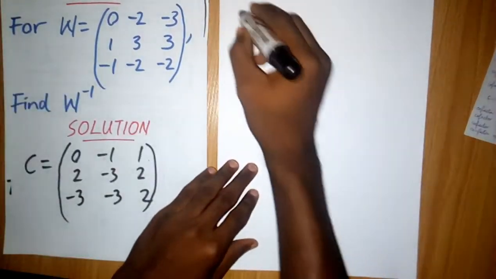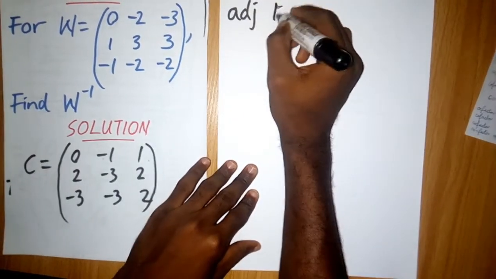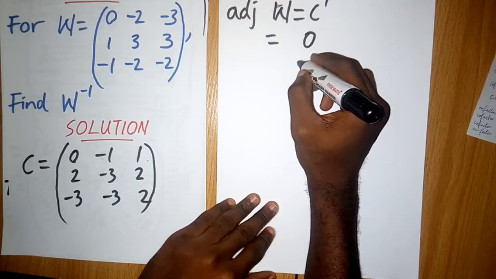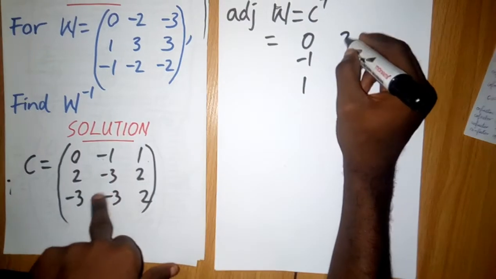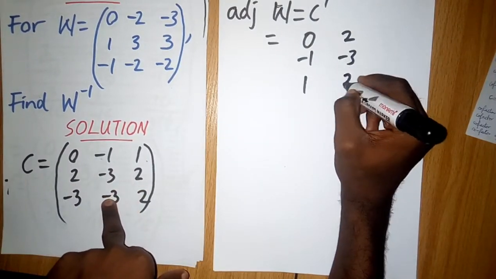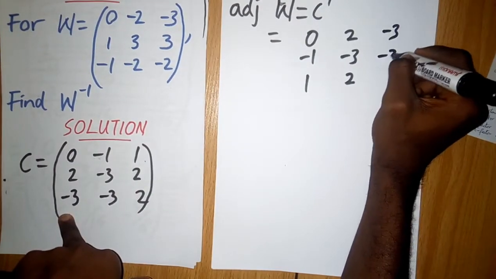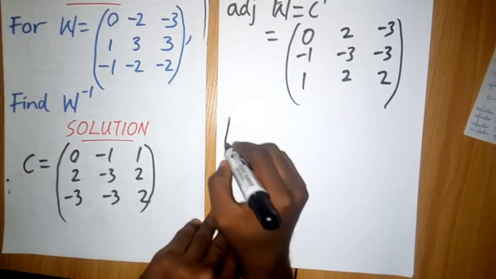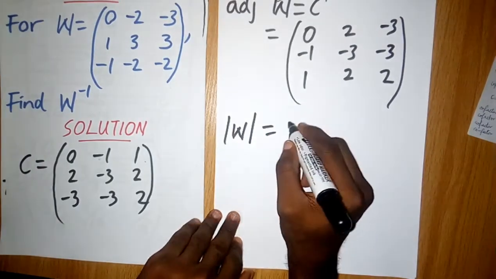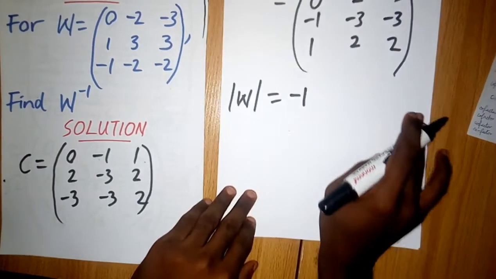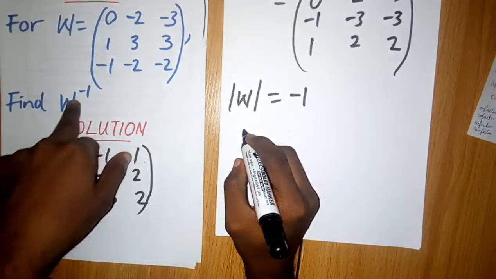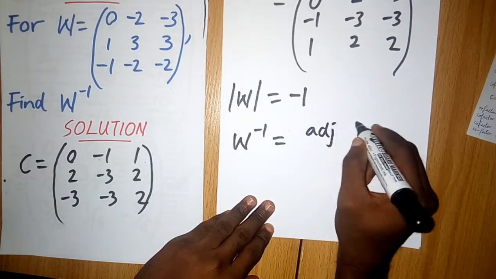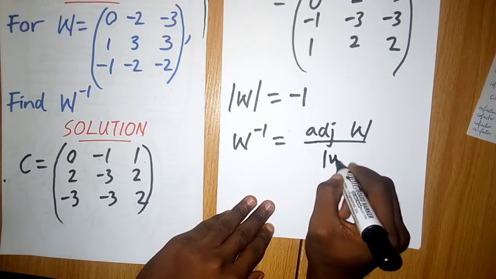Now the adjoint of W is equal to C transpose, which is 0, minus 1, 1, 2, minus 3, 2, then minus 3, minus 3, 2. So this is it. Now our determinant of W is minus 1. So our W inverse is going to be the adjoint of W divided by the determinant of W.